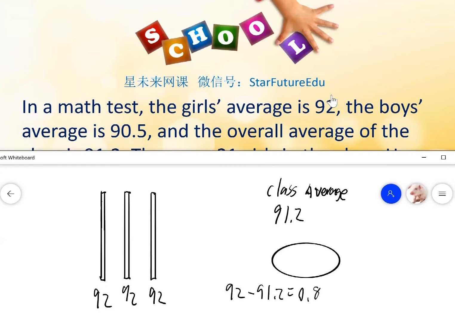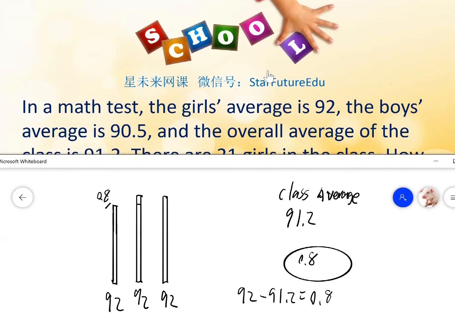Okay, now suppose this part is 0.8. Now this part should be put into the score bag. So this part can be removed. Also, this 0.8 can be put into the score bag too. Also this one. And so on. Eventually, all the 21 girls put 0.8 into the score bag.